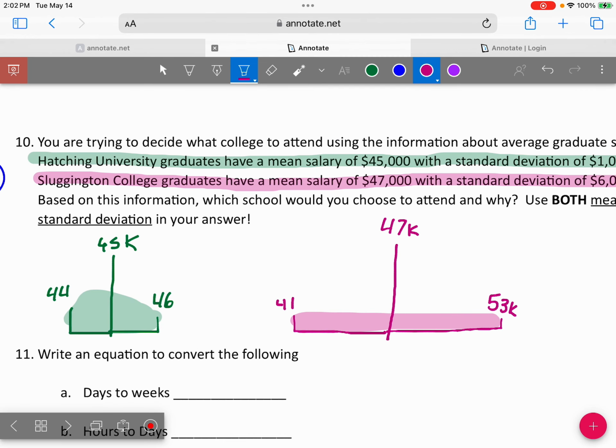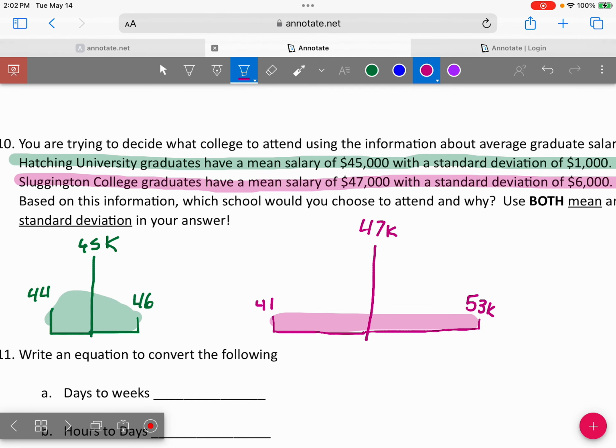And when we're looking at these kinds of problems, especially when I'm asking you why, and it's a standard deviation kind of problem, there is not one right answer. It's about your justification. Because yeah, Sluggington is going to give you a higher possibility. 53K is included in its standard deviation. However, Hatching is going to be more evenly spread out. Like you are not going to go as low. I guarantee I'm getting at least 44.